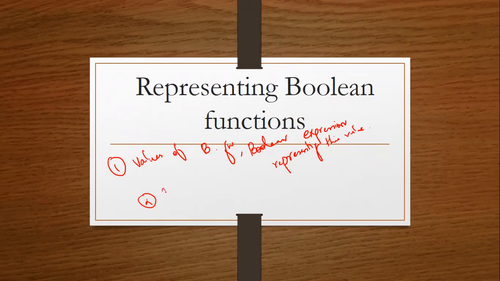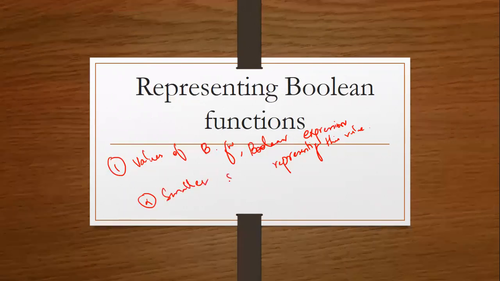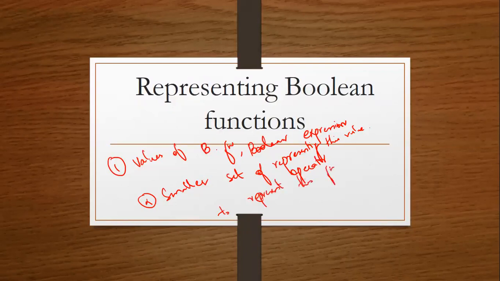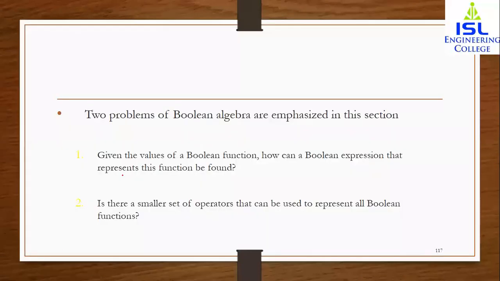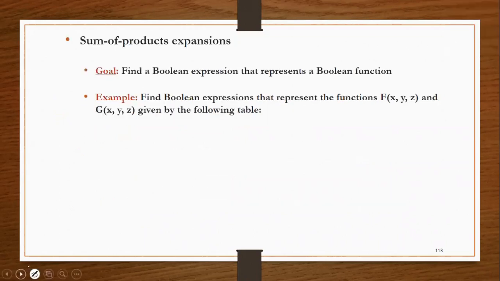So a smaller set of operators to represent Boolean functions. Now what does this mean? The two problems are as follows. Given the values of a Boolean function, how can a Boolean expression that represents this function be found? Is there a smaller set of operators that can be used to represent all Boolean functions?